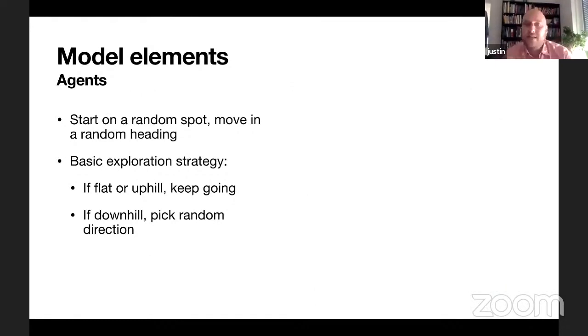Okay, so in this landscape, you have simulated agents who are wandering around looking for the best thing that they can find. They start on a random spot and they move in a random heading. And they have a basic exploration strategy, which is if you're traveling around this landscape and your heading involves you staying flat or going uphill, in other words, having success, you just keep going with your heading. But if you go downhill, if you start failing, if you are starting to find an area of the landscape that is worse than where you were, you pick a random direction.